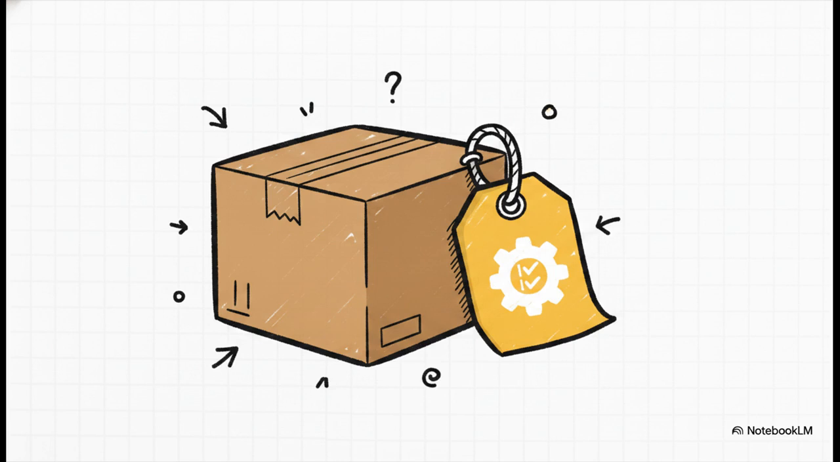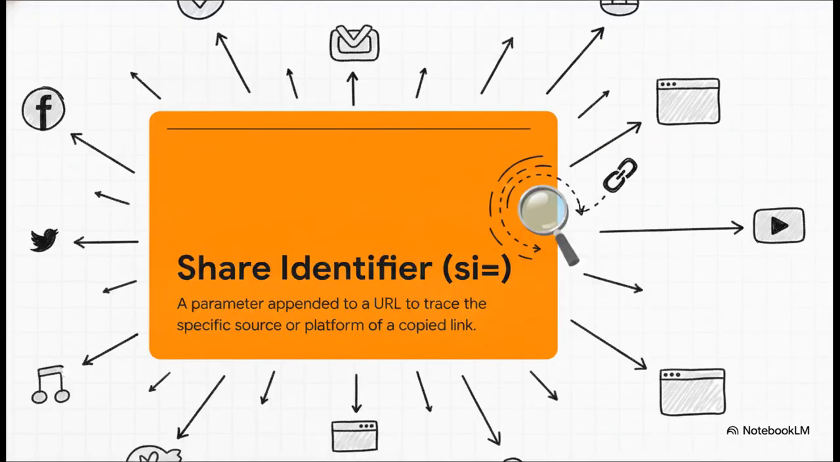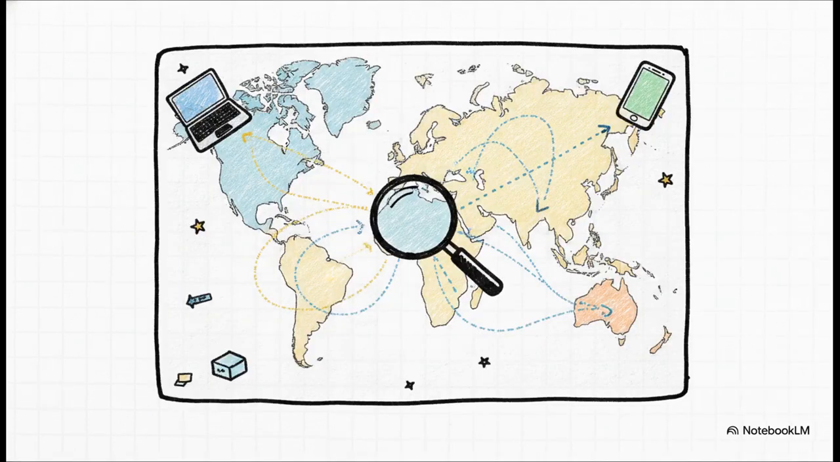But what exactly are those instructions? Well, that si equals literally stands for source identifier, meaning this string isn't just a basic video link anymore. It has totally morphed into a remarkably sophisticated, built-in tracking mechanism. It's a parameter explicitly designed to trace the exact origin of the share. The 16-character string right after the equal sign is a highly specific footprint. It silently tells the platform exactly where and how this link is traveling across the web.